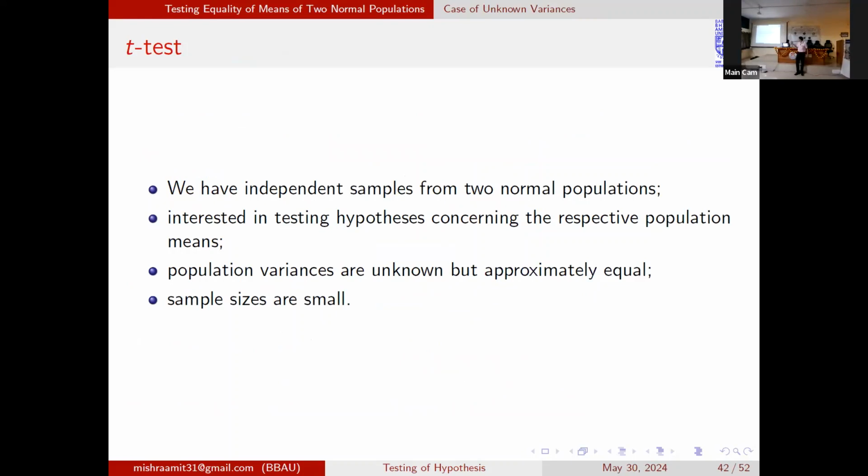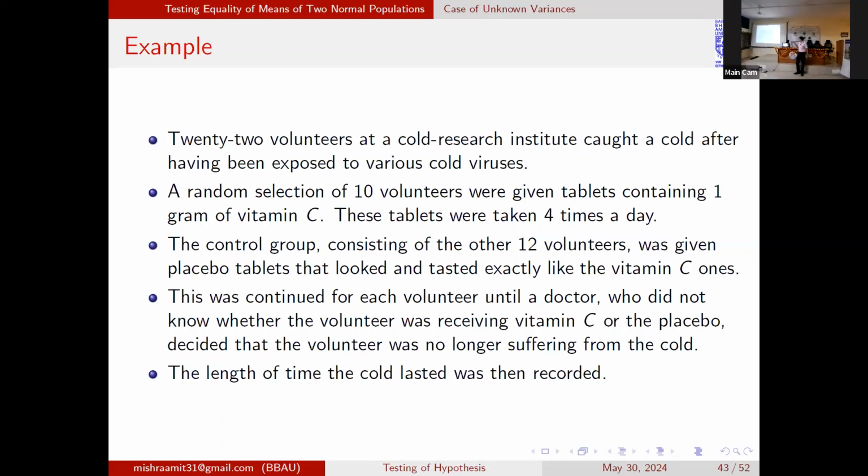But t-test. See here, sample sizes are small. Now, population variances are not known and they are approximately same, and sample sizes are small. When sample size is small, then you go for t-test. Is it clear? Okay. So this is one of the simple example.